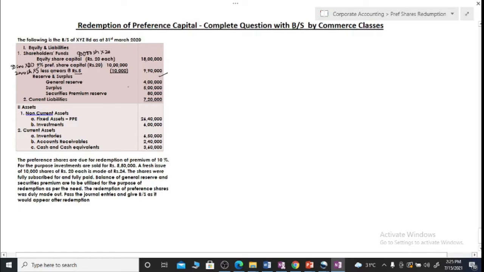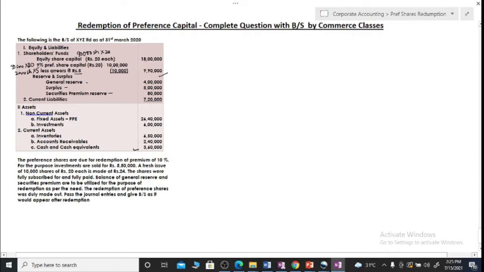So your final capital is 9,90,000. General reserve is given, surplus is given, securities premium is given, then current liability. We know that we may have to use these reserves, isn't it? Then you have assets, fixed assets, investment, inventory, etc. What we actually require is the cash balance and any other asset if the company is giving us any information.